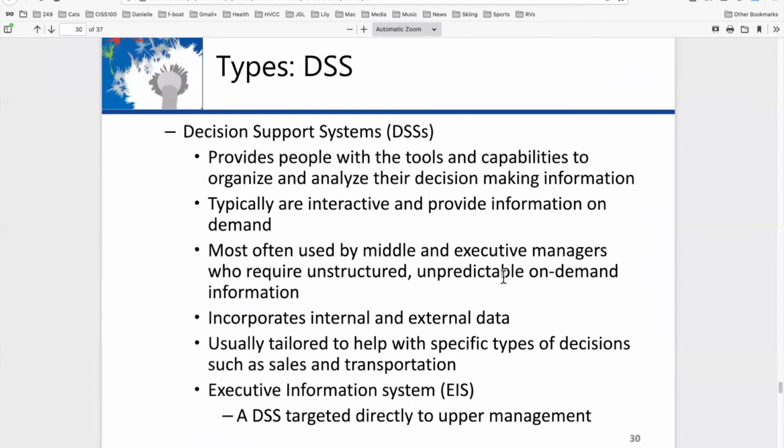Decision support systems. Decision support systems assist people, managers, with making decisions when there is imprecise or incomplete information. So they can put all the possible paths, they can lay them out. Essentially, I introduced this back in application software. They facilitate what if analysis.